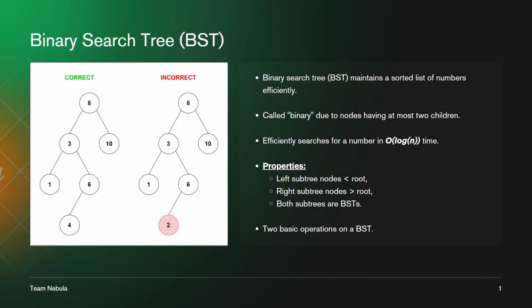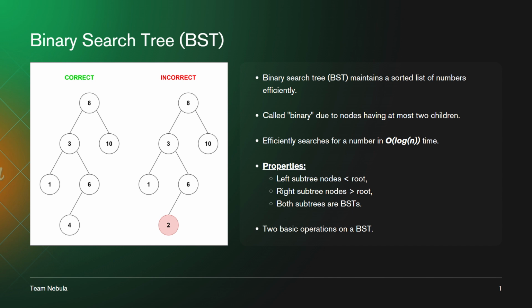Binary search tree. Binary search tree is a data structure that quickly allows us to maintain a sorted list of numbers. It is called a binary tree because each tree node has a maximum of 2 children. It is called a search tree because it can be used to search for the presence of a number in O(log n) time.